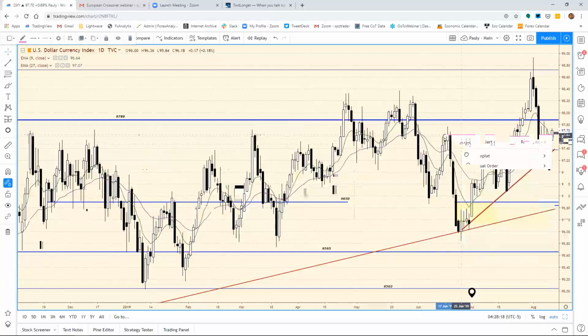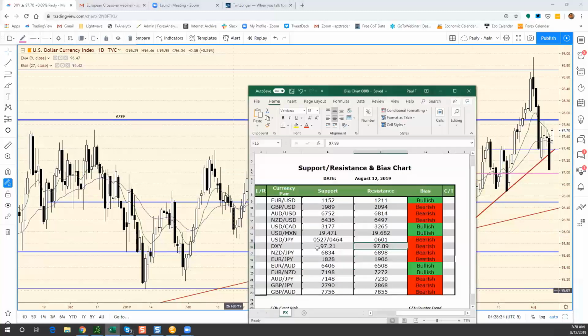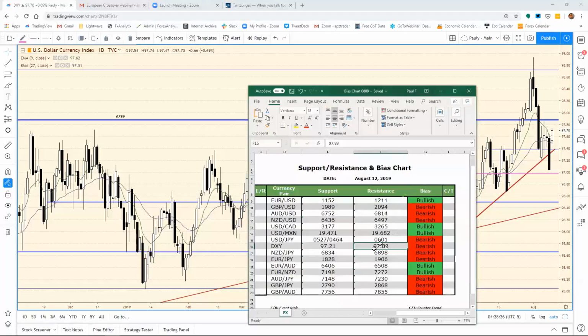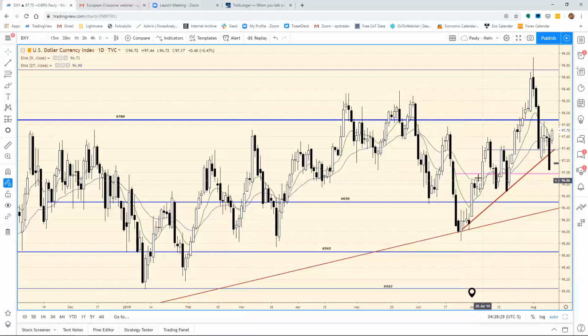Move this out of the way. I mean, 97.89. Oh, we had that from Friday. And support. Well, we're still working. That's a little too low there. It's going to be 97.30.